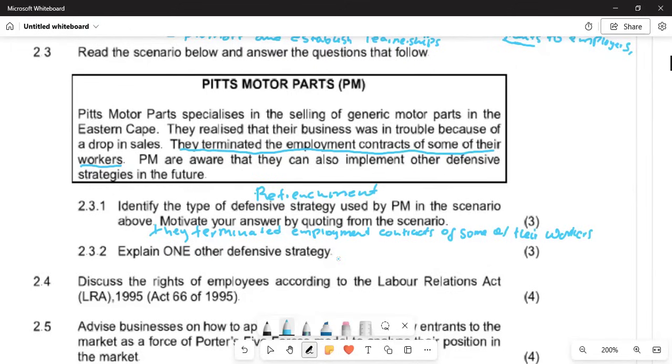Explain one other defensive strategy, 2.32. Then we can talk about the other one. You can talk about liquidation as another. Liquidation. So you are to explain it. With liquidation, we know you sell all assets to pay off creditors.